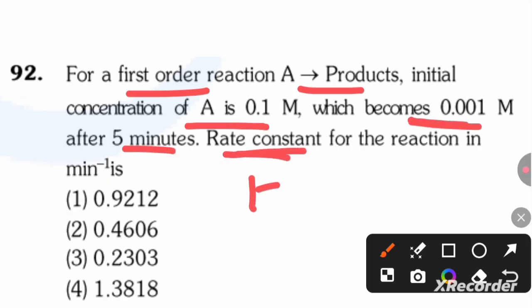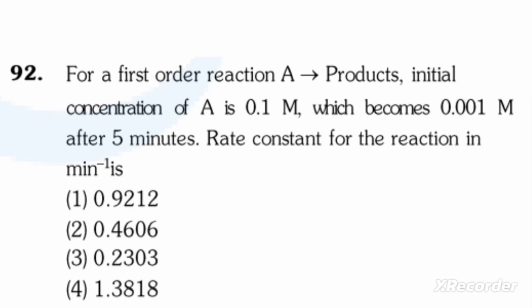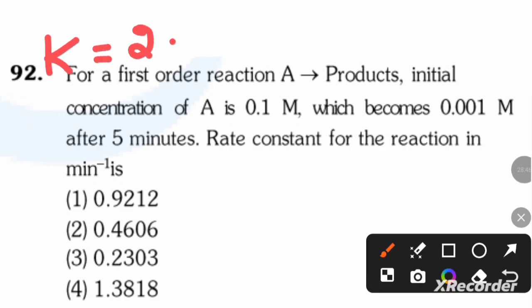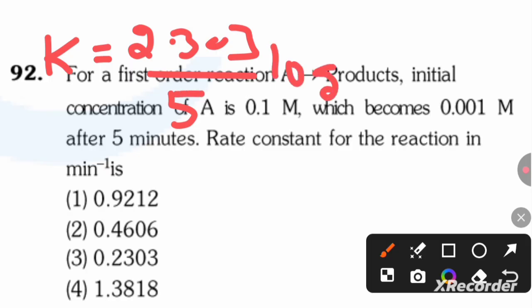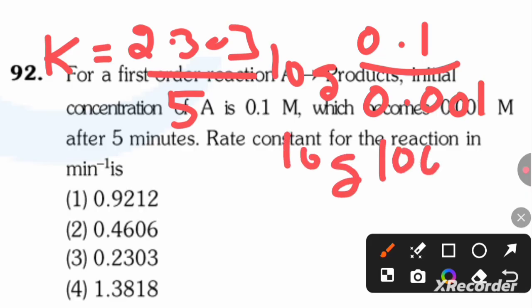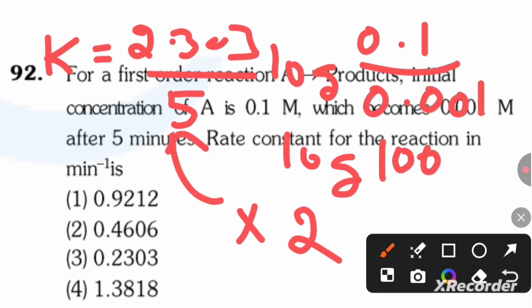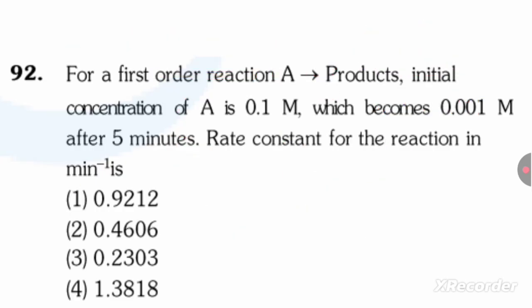So to find out the rate constant K for first order reaction, we have a formula. Rate constant K is equal to 2.303 divided by T. Time here is how much? 5 minutes into log of initial concentration. Initial concentration 0.1, it will convert to final concentration 0.001. When you divide, you will get log 100. And log 100 value how much? 2. So when you multiply this 2 with this value, you will get 0.212. So option 1 is the right answer for this question.